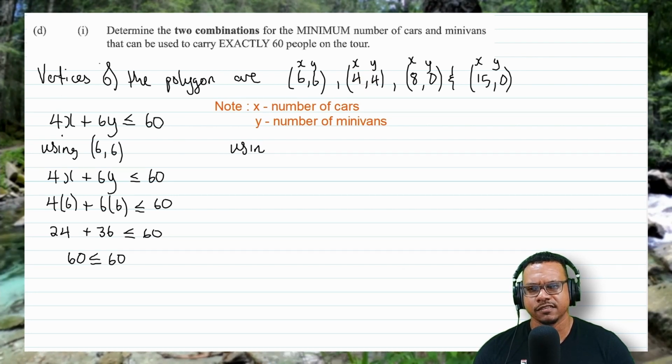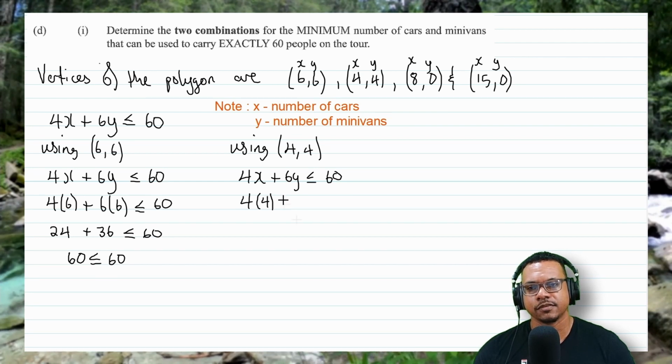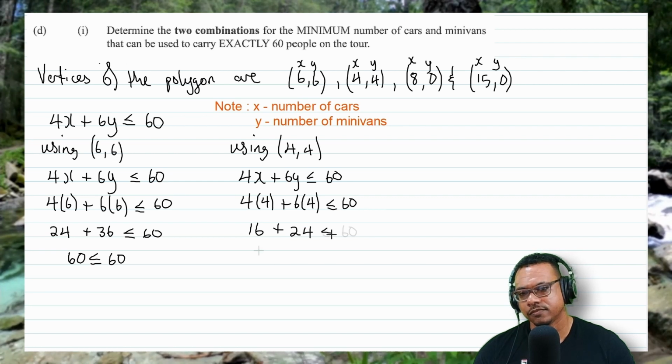So using 4, 4. All right, so that's 4 on the x, 4 on the y. So we have 4x plus 6y is less than or equal to 60. So replace the x with 4, replace the y with 4, less than or equal to 60. 4 times 4 is 16, 6 times 4 is 24, and 16 plus 24 will give us 40.